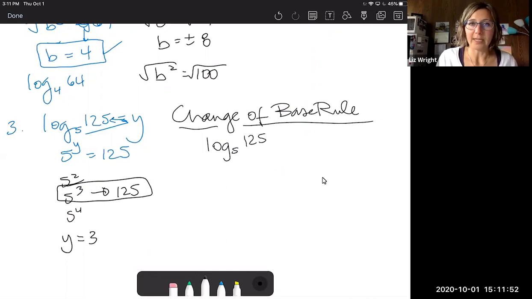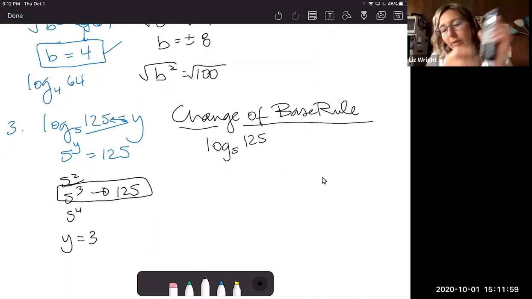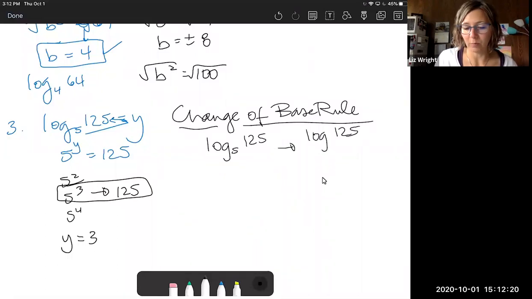You have a button on your calculator. This calculator has it on there too, the little log button. The log button is automatically log base 10. But if you look at what we have here, we don't have a base 10, we have a base 5. So we need to change this in order for it to be a base that we can put in our calculator. So we can do log of 125, which means we're changing it so that the base will be the same, like log base 10. And then it's going to be over log of 5.